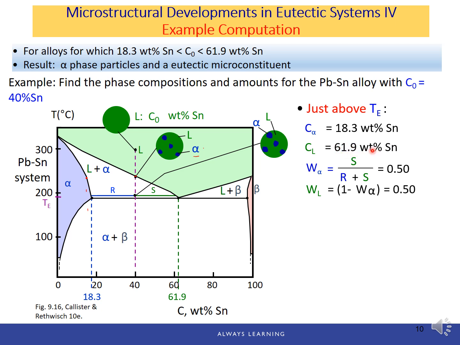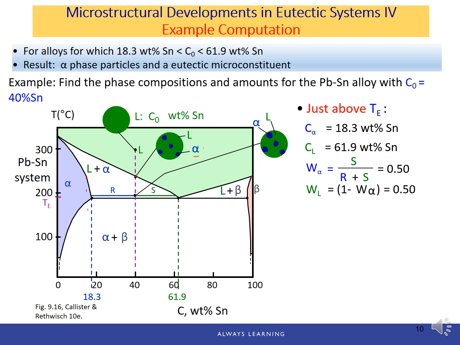61.9%. Now for the phase amount, or the weight percentage of each phase, we use the lever rule to figure that out, right? The weight percent, or the phase amount, of the alpha phase is the opposite lever S over the total length of the lever, R plus S. So the result will be 50% or 0.5.